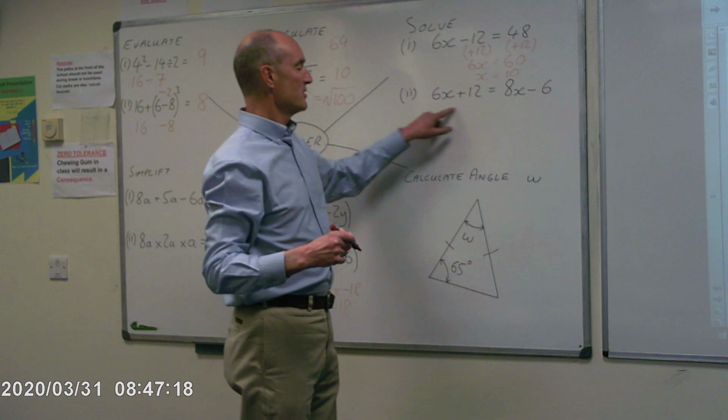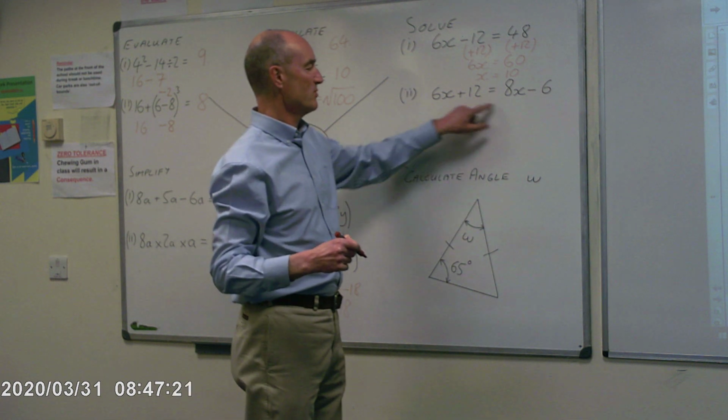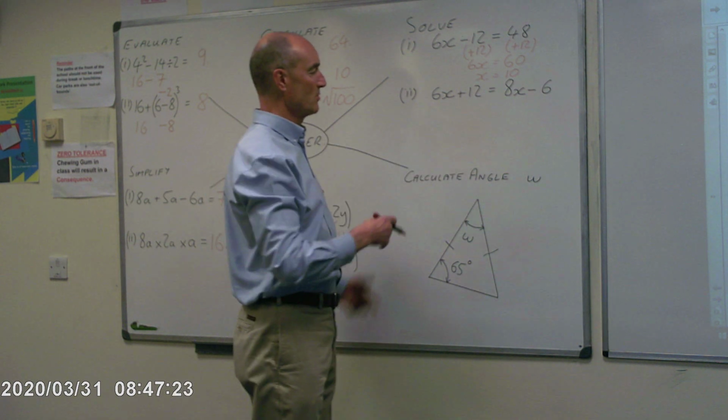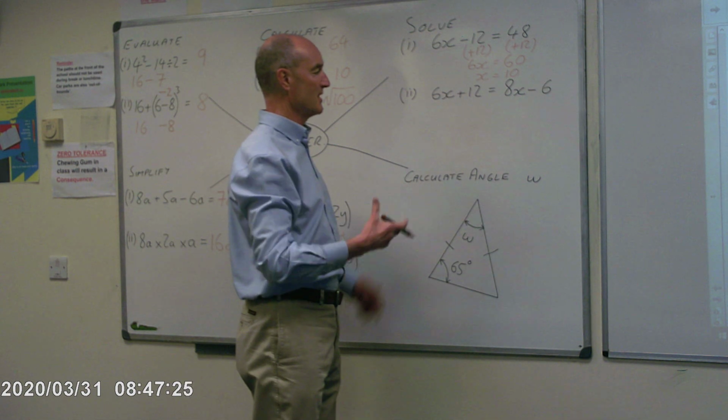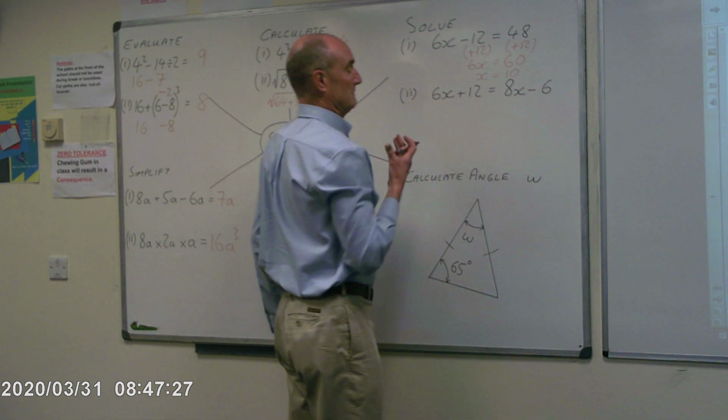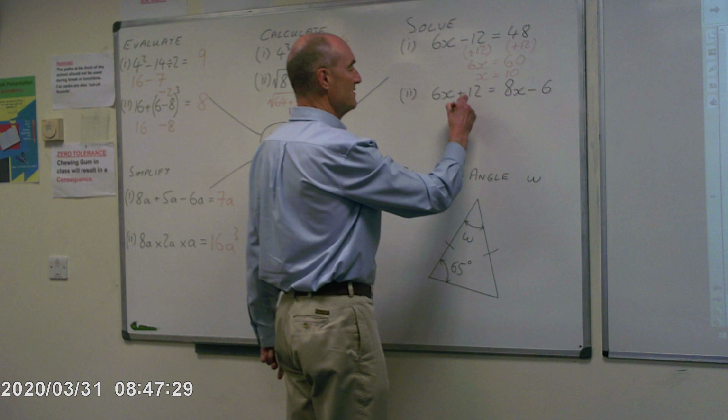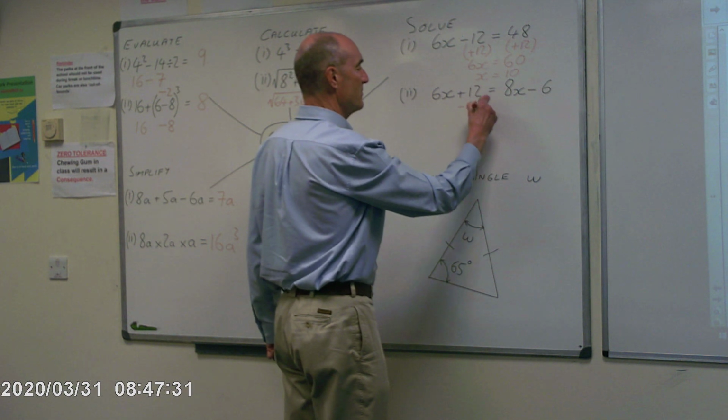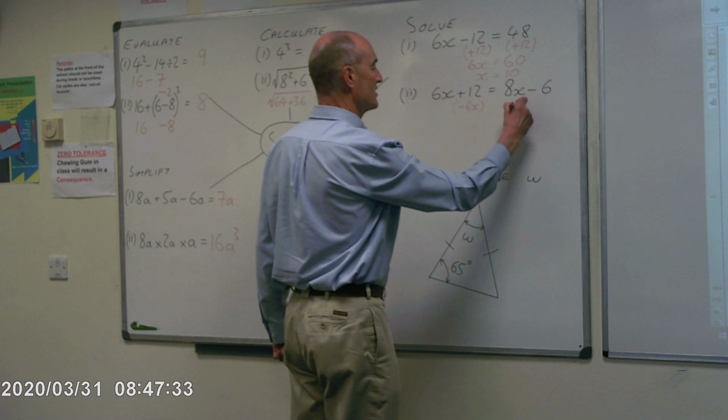Slightly more work to do here. We've got x's on both sides, we've got numbers on both sides. We want to bring the x's together so we can ultimately get x on its own. For me, the easiest thing is to take away 6x from both sides. Take away 6x.